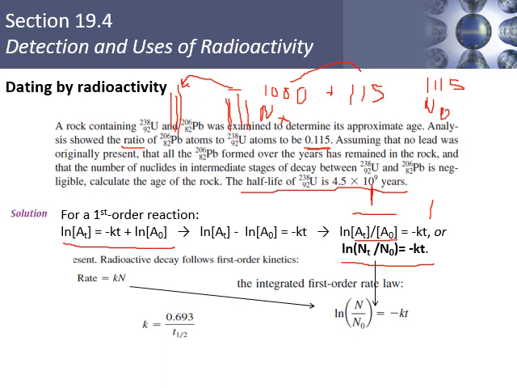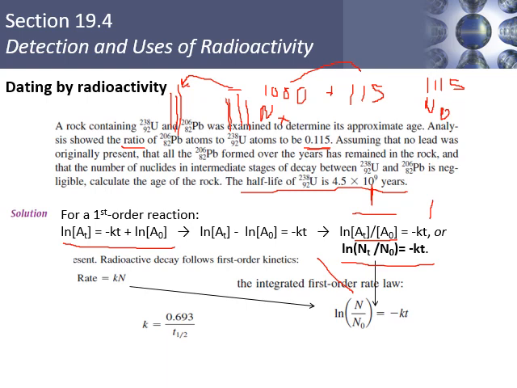So N naught is going to be 1,115. NT is going to be 1,000. So we're just going to stick those numbers in right here, where this N that they've got on the top is actually supposed to be NT. So NT is going to be 1,000, and there you go. The N naught below it is going to be 1,115, and you're basically there.